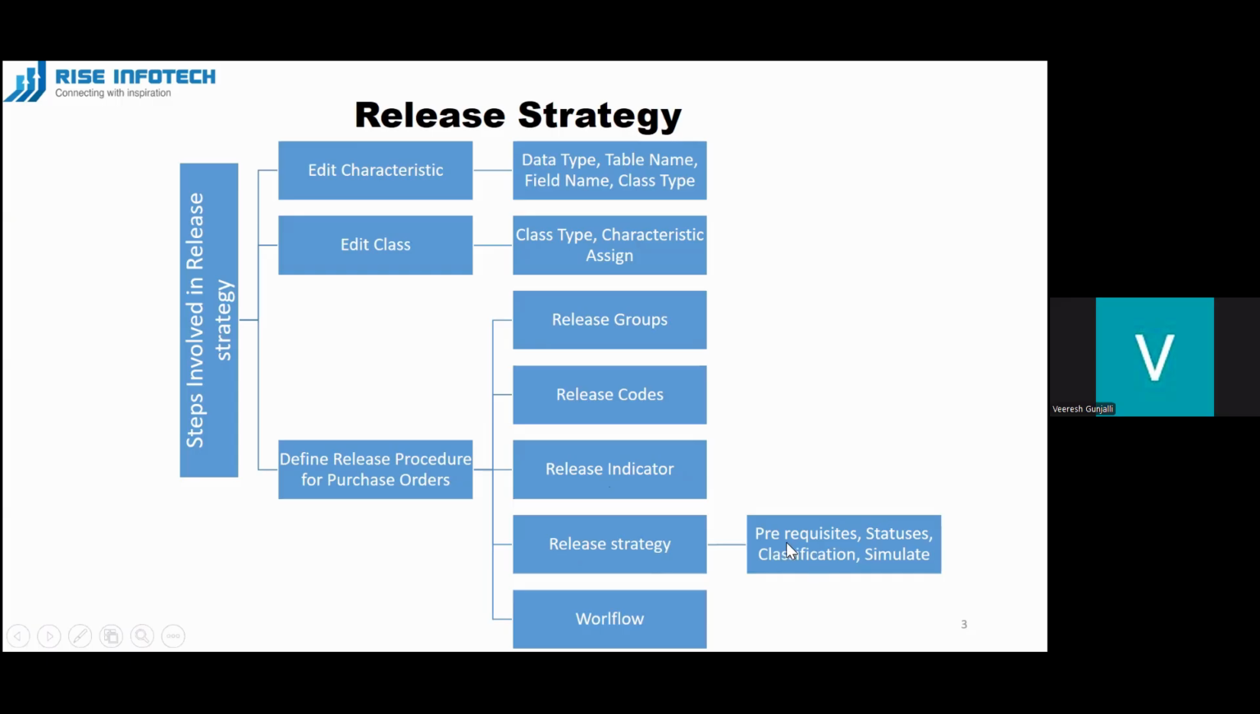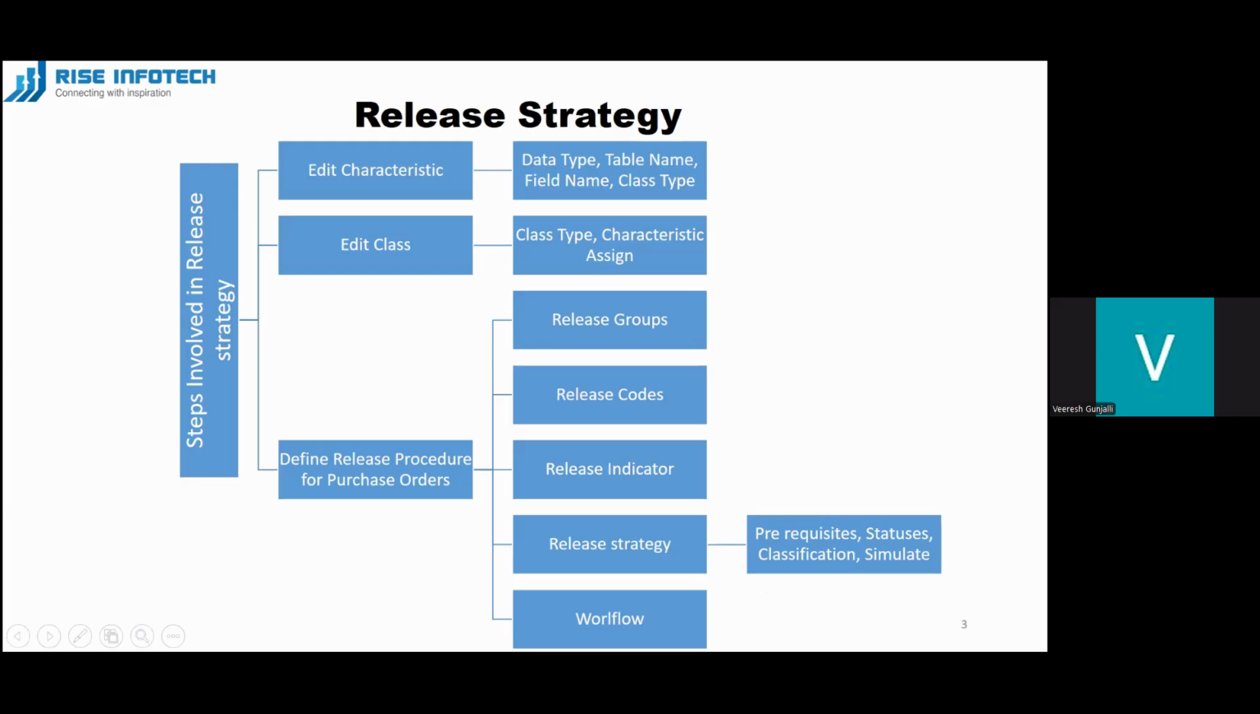For prerequisites, basically, for the release group we have created, we'll create one release strategy for that release group and codes, in order. First, which code we want, like team lead, then next, which code we want. Those codes we will add here in chronological order. Then in statuses, we can configure whether the PO is released if only one person approves, or if 2 persons approve, or if all persons approve. That we can set in the statuses.